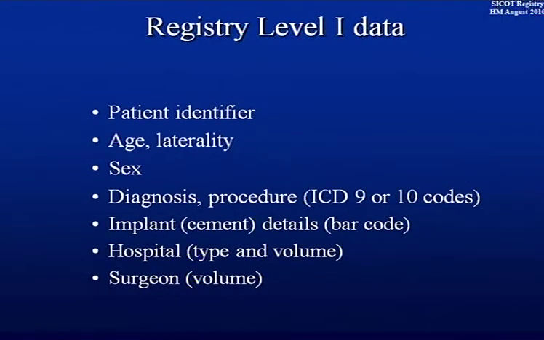In order to get the base level, Registry Level 1 data, you need a patient identifier, you need age, laterality, you need gender, you need diagnosis, and use internationally accepted standardized codes. Implant details, barcode information on the box, hospital type and volume, and eventually surgeon and volume. I don't think the last is really necessary.